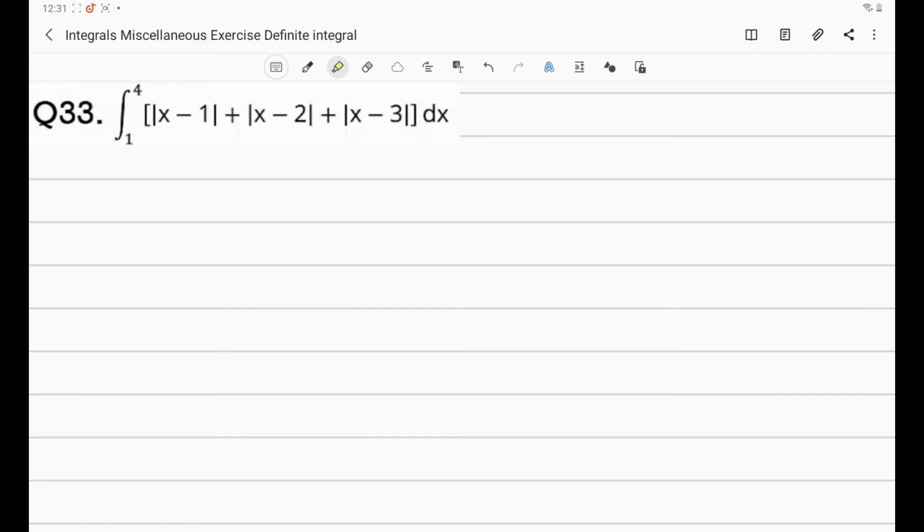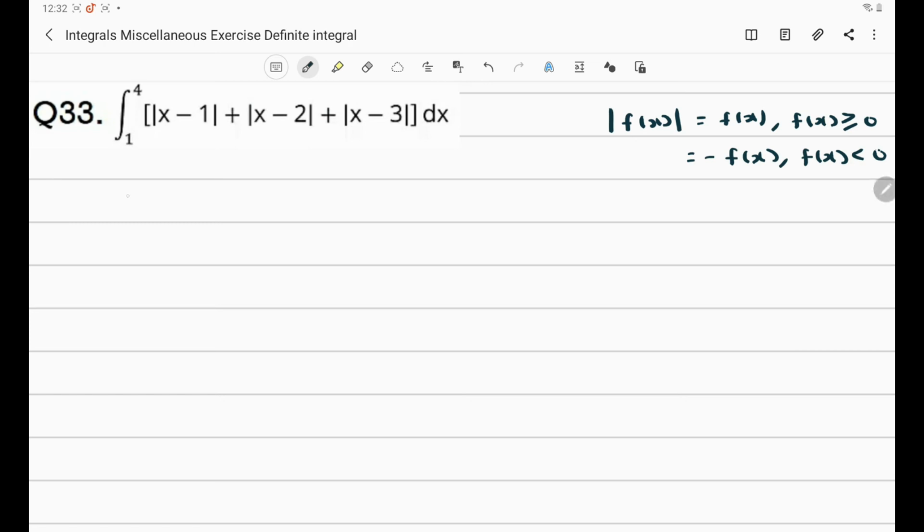Let us discuss question number 33 from the miscellaneous exercise of the chapter Integrals. Integral 1 to 4 of modulus of x minus 1 plus modulus of x minus 2 plus modulus of x minus 3 dx. We know the property of the modulus function: modulus of f of x is equal to f of x when f of x is greater than or equal to 0, and is equal to minus f of x if f of x is less than 0. So we make use of this property to simplify this integrand further.